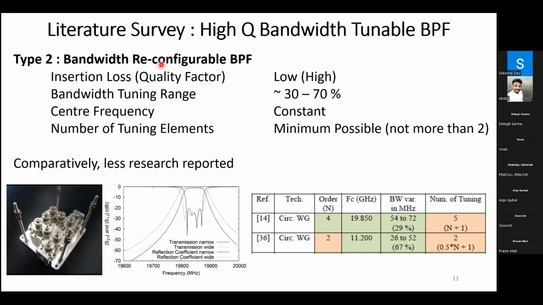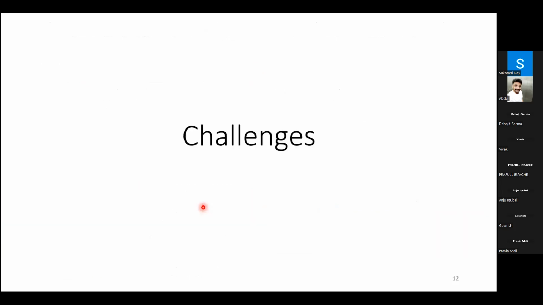When it comes to bandwidth reconfigurable bandpass filters, there is even less reported literature, and there is a lot of scope for implementing such filters. For example, the filter developed here is by the European Space Agency in collaboration with one of the top universities in Europe. They developed a 4th order bandwidth reconfigurable bandpass filter. But look at the number of tuning elements. There are 9 tuning elements in this filter, so the control system is extremely complicated. So this is an open problem even today.